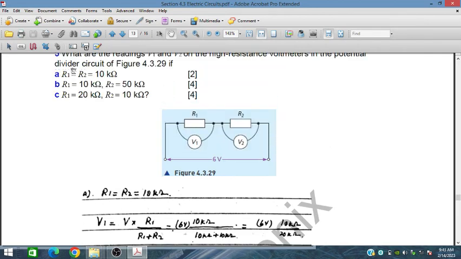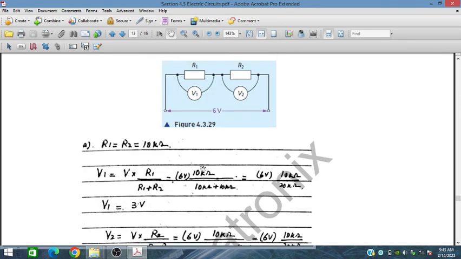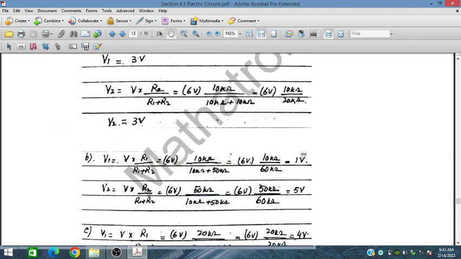This is the first part. In the second, V is 6 volt, and we have 10 kilo ohms plus 50 kilo ohms. So 10 kilo ohms gets 1 volt, and 50 kilo ohms gets 5 volt. So this is again 6 volt total.